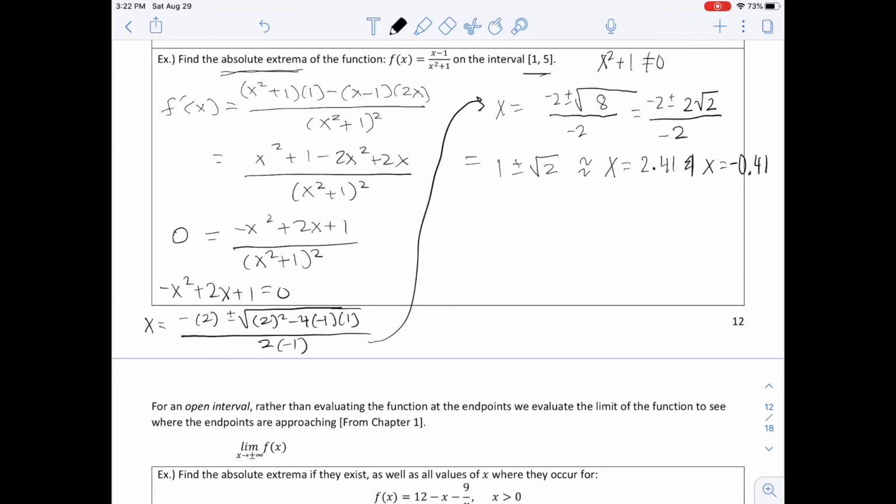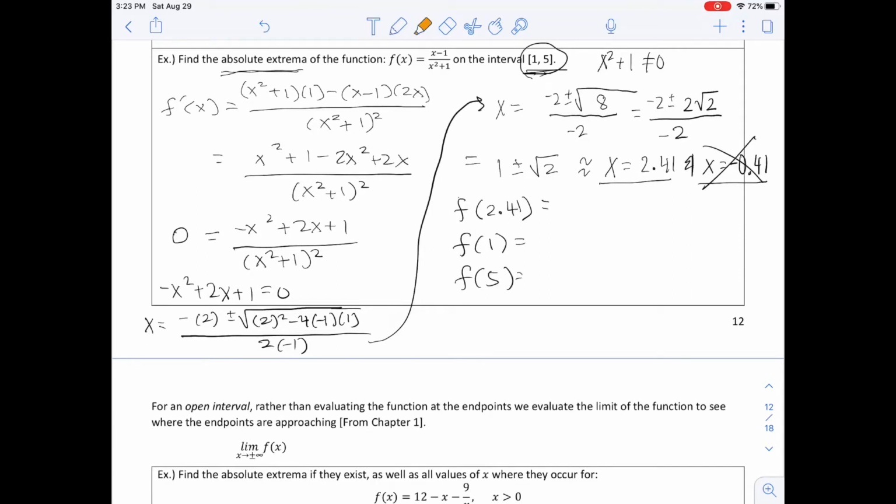And from here, since I'm dealing with a closed interval, I'm going to take my critical values, which I have as 2.41 and negative 0.41. However, negative 0.41 is not in our interval between 0 and 5, so I'm going to go ahead and cross that one out. And so we need to substitute in 2.41 into my original function, and then also my endpoints, which is going to be at 1, and then also at 5.